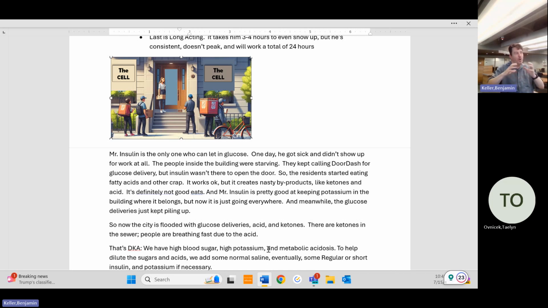And without insulin opening the door to glucose, the cell's going to start starving. It's going to continue to call for more insulin. It's going to continue to send out the distress signal, and the body's going to continue to do gluconeogenesis. It's going to keep pushing those glucose deliveries, but it's not going to let them in because the cells are still going to be starving because there's no insulin. So the residents start eating the fatty acids and the other stuff, and that creates those ketones. And that's where you get ketones in the urine and things like that.